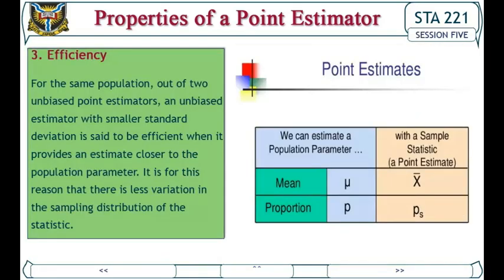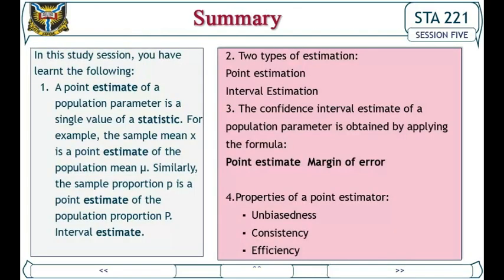3. Efficiency. For the same population, out of two unbiased point estimators, an unbiased estimator with smaller standard deviation is said to be efficient when it provides an estimate closer to the population parameter. It is for this reason that there is less variation in the sampling distribution of the statistic.